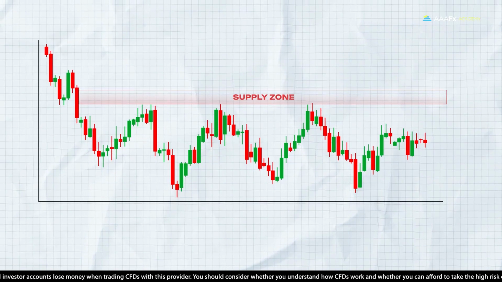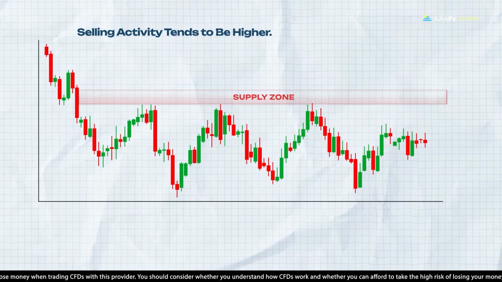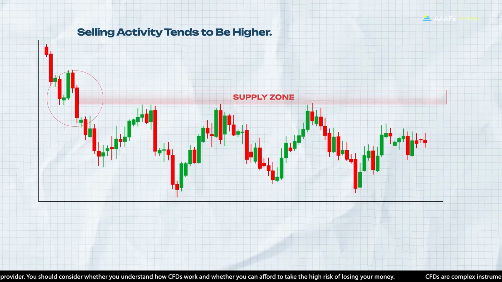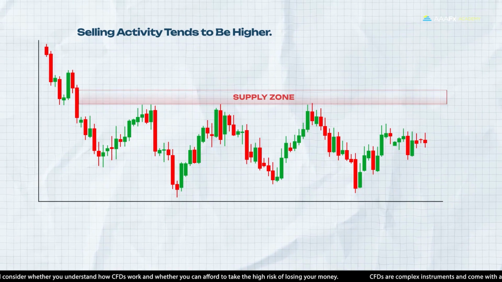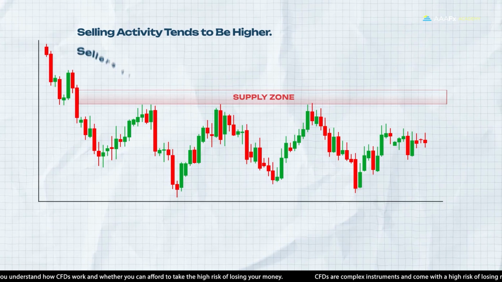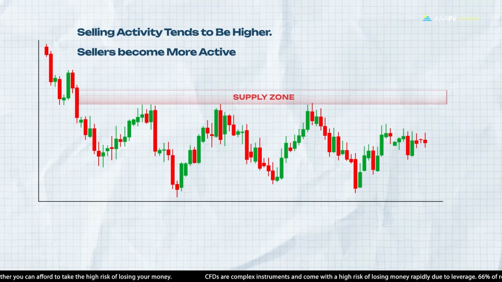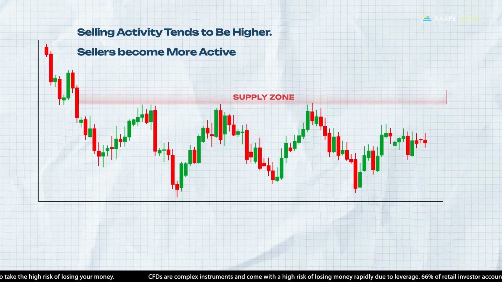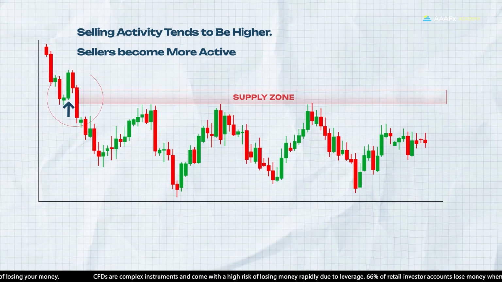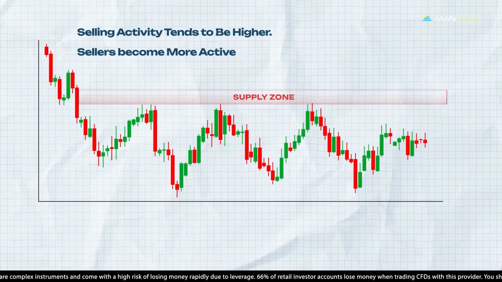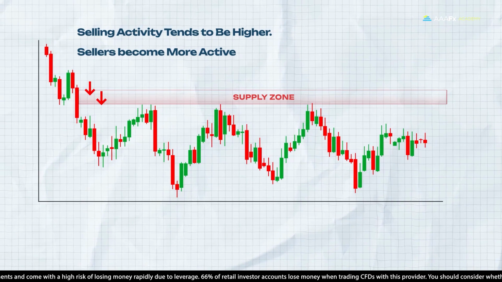A supply zone is essentially a zone where selling activity tends to be higher. You'll often find it near the highest level where a currency pair has faced resistance. Think of it like a spot where sellers become more active. Now, these supply zones often show up right after the price of a pair has reached a recent high resistance level, higher than any of its previous ones. It's like the price hit a ceiling and is now showing signs of heading down.